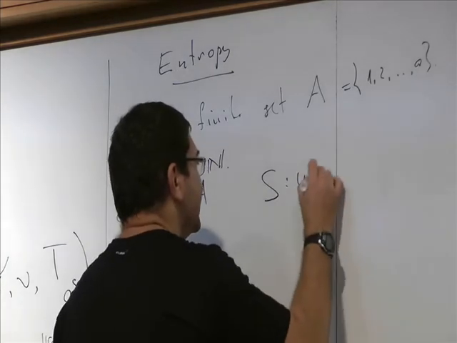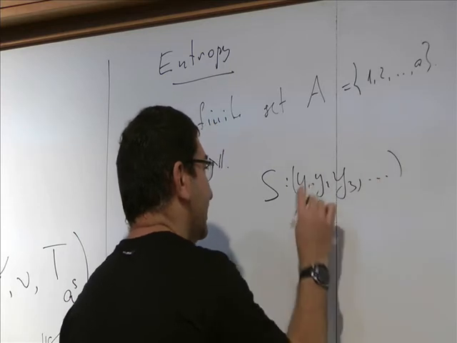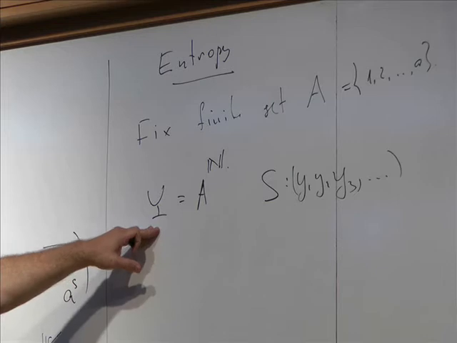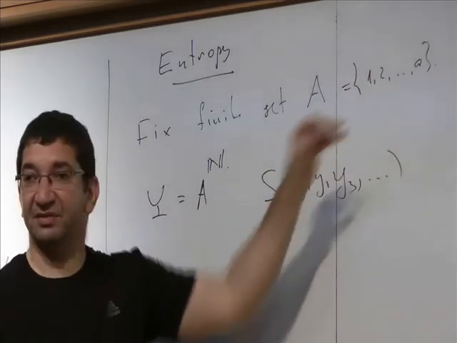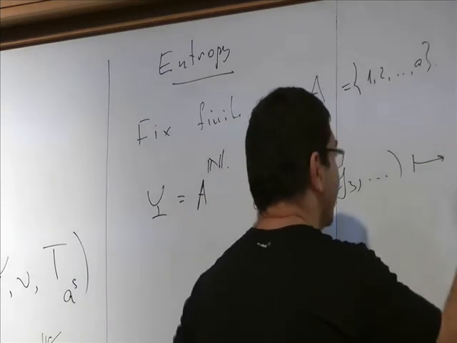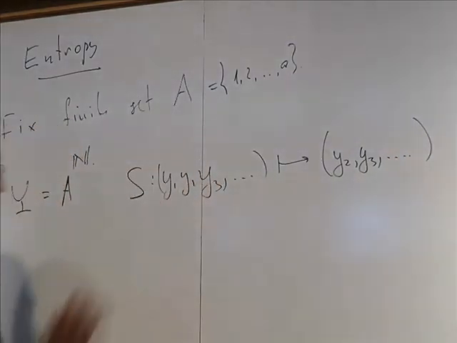So if y is a point in Y, it is a sequence of symbols from this alphabet. And the shift just takes the sequence and shifts it, dropping the first letter. So it's a transformation which is not invertible. It's not one-to-one, but it is a good transformation. Now, this is a topological system. This is a Cantor set with a continuous map onto itself.